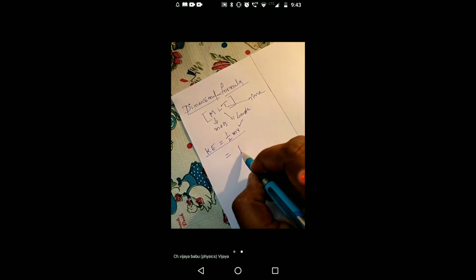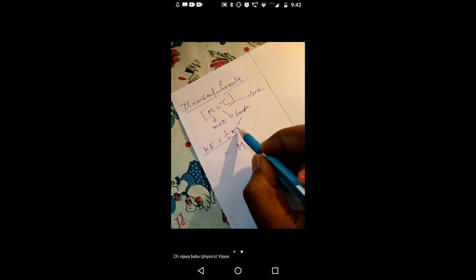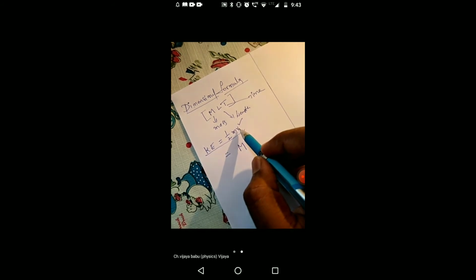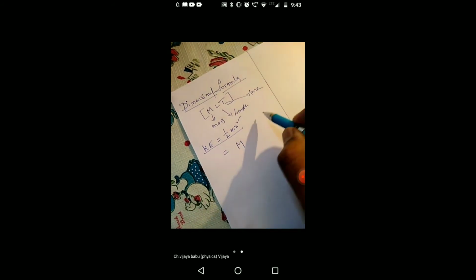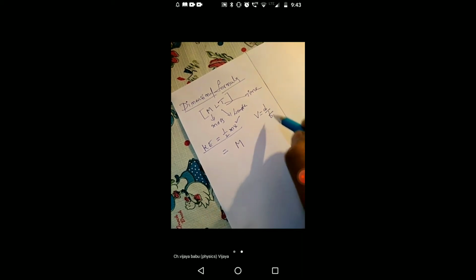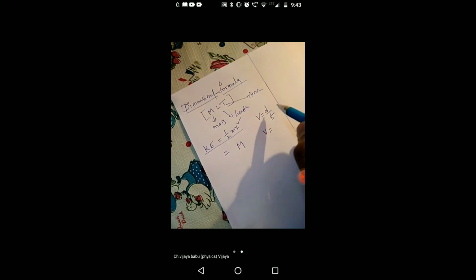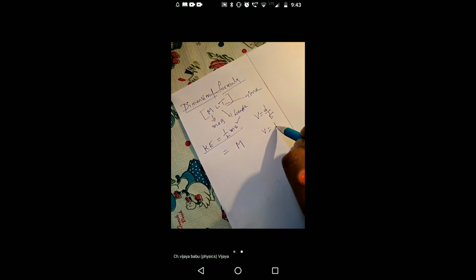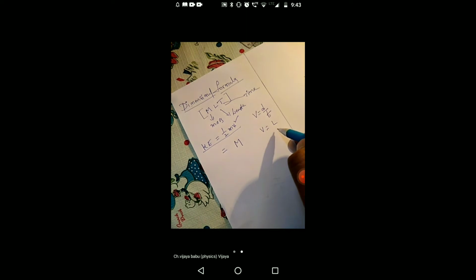Mass dimension letter M. V square is there. First, for V square, the dimensional formula we have to write: velocity equals displacement by time. Displacement means length. Length dimension letter L by T.